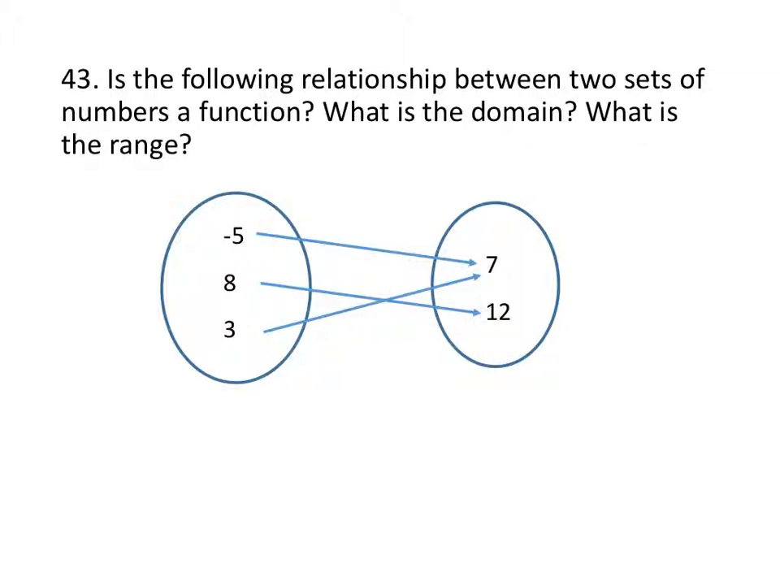In this case, all of your input values, your negative 5, 8, and 3, they all go to one value. They don't then go to two values. You don't have two lines coming from them. So that's okay. That means this function works, and so it is a function.